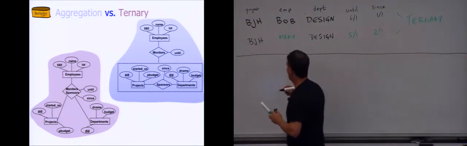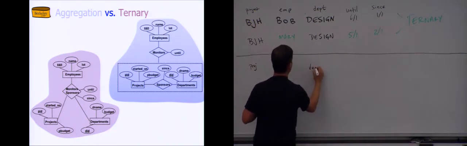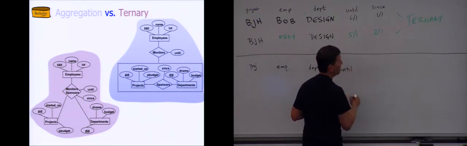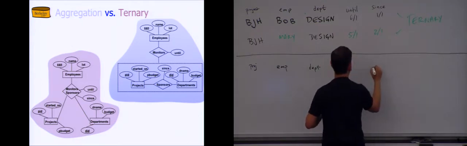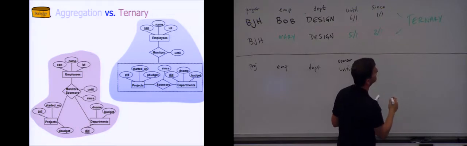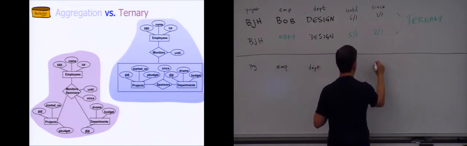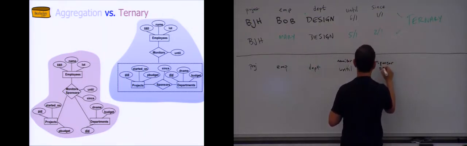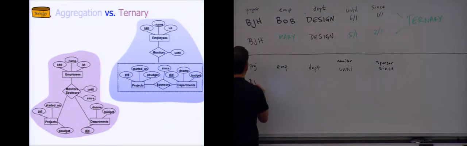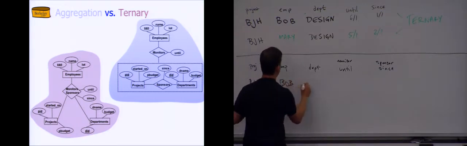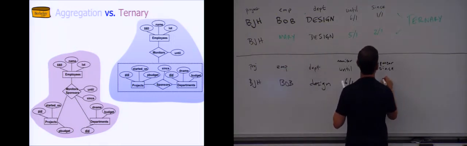separately. Okay? Here we're going to have a project, an EMP, a department, and an until that's associated with the sponsorship, and an until that's associated with the monitors, and a sponsor since date. Okay? And we started with Bob, or BJH, Bill Jacobs Hall, Bob, design, 6-1, sponsor since 1-1.